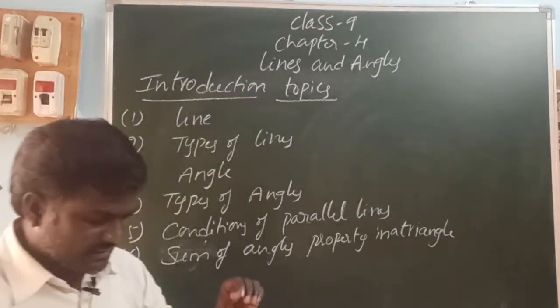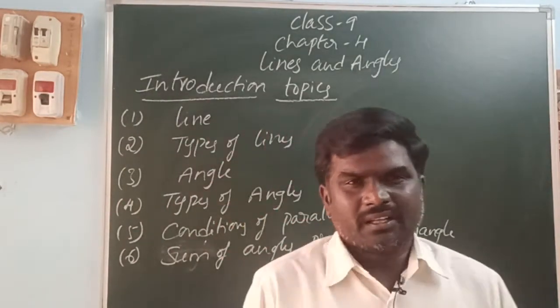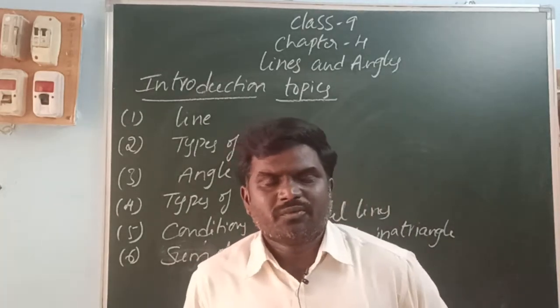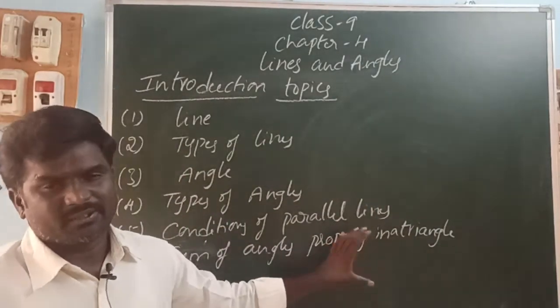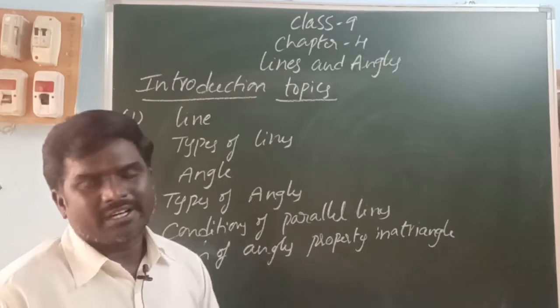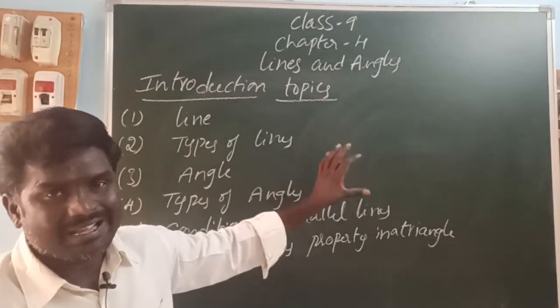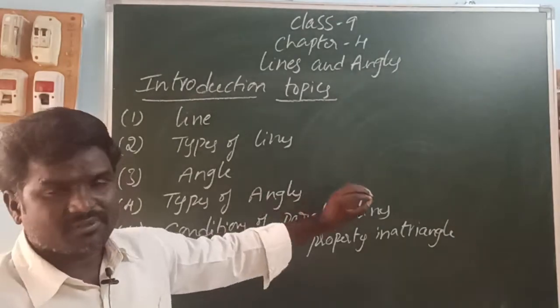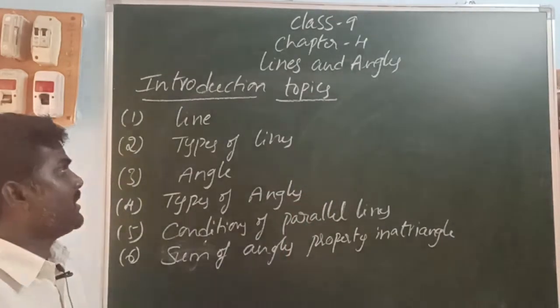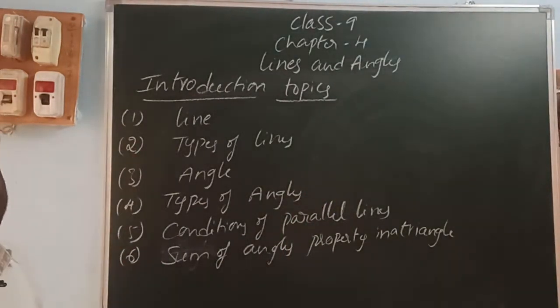Here this introduction is given by geometry. These are from geometry. Who is the father of geometry? Euclid. Euclid gave the definitions of lines and angles. He gave some basics. Okay. So here, first one, line.